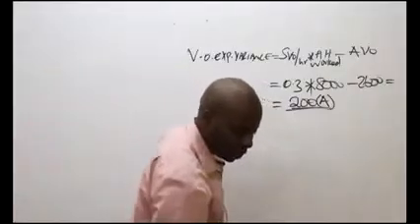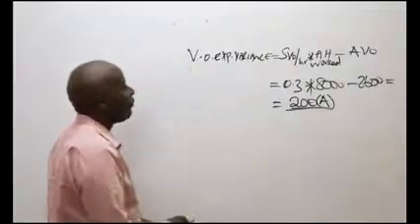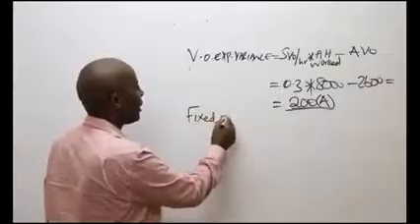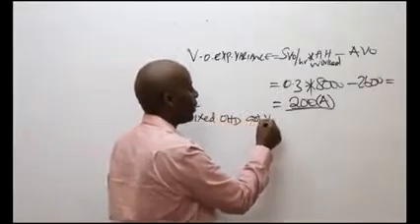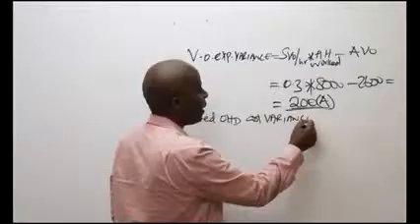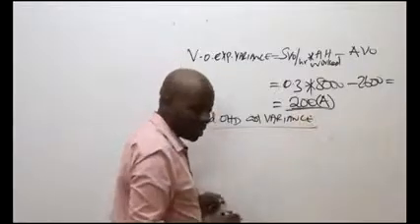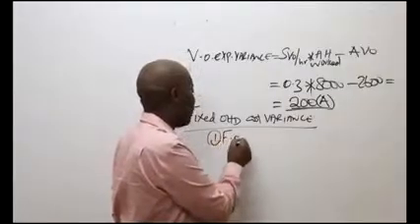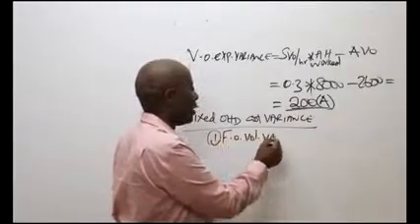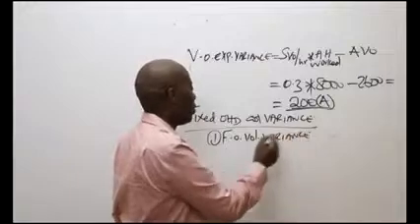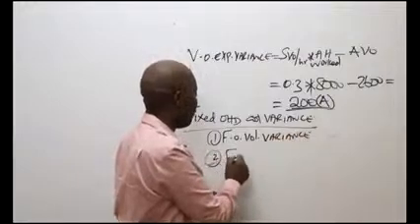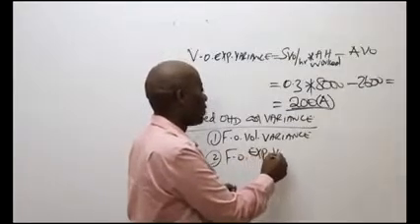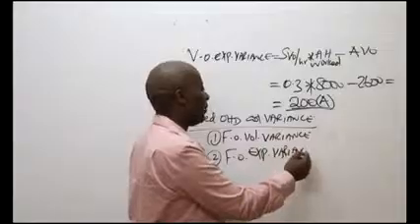Now, from there, ladies and gentlemen, let's go straight away to the fixed overheads. So fixed overhead cost variance, what do we have there? We have two things. Number one, we have the fixed overhead volume variance. And then number two, we have the fixed overhead expenditure variance.